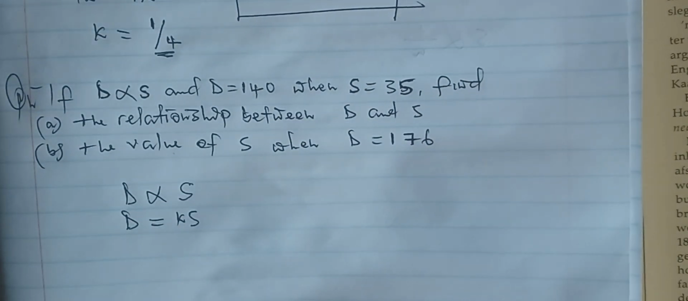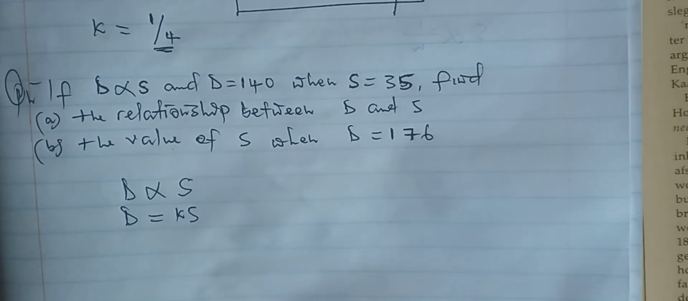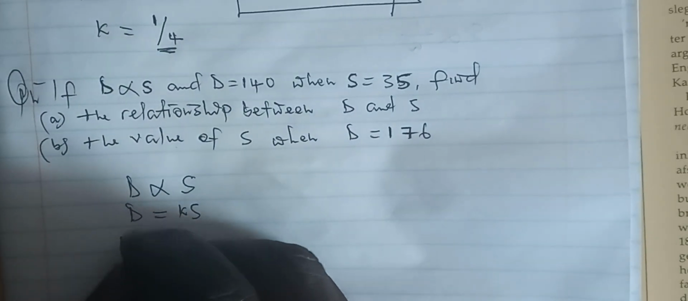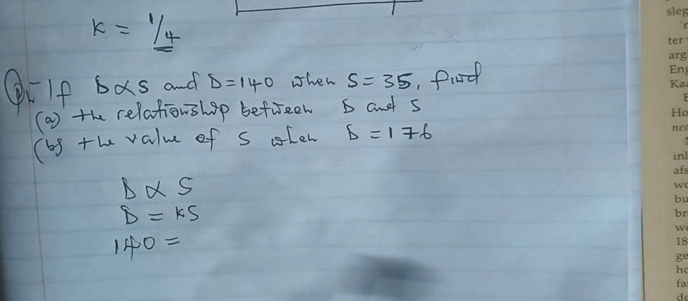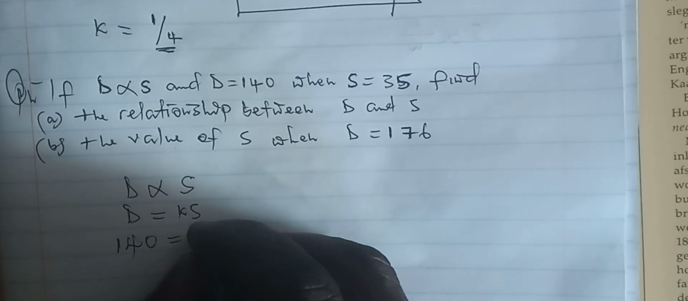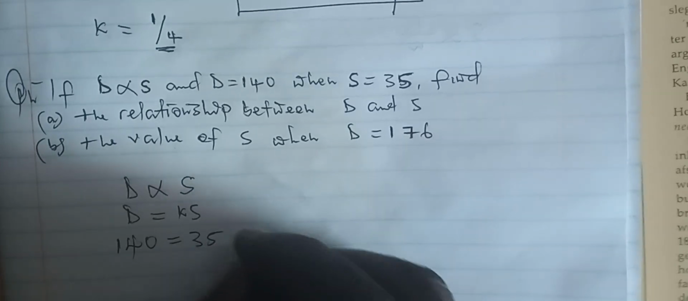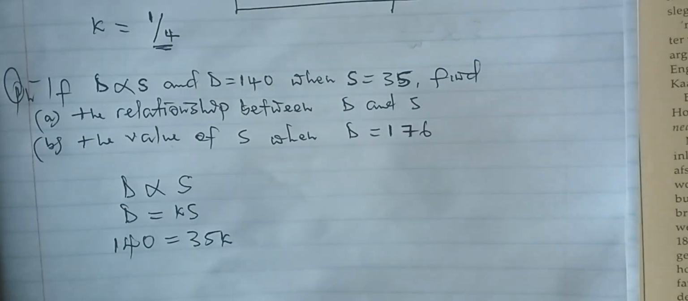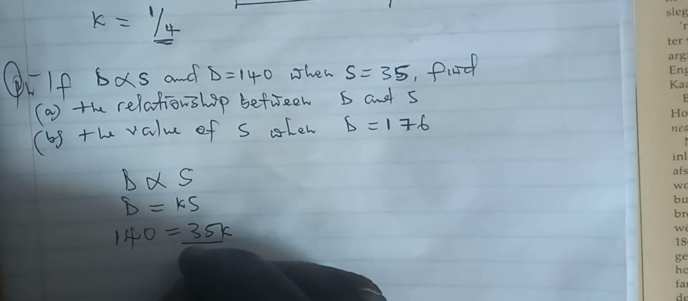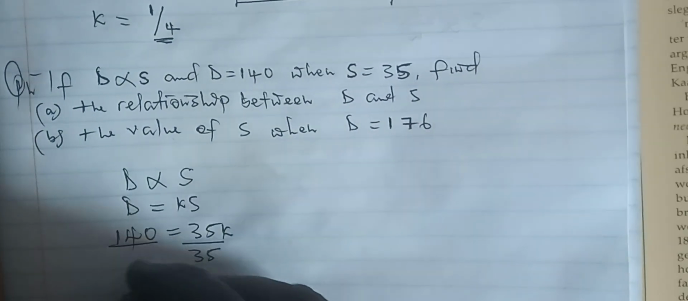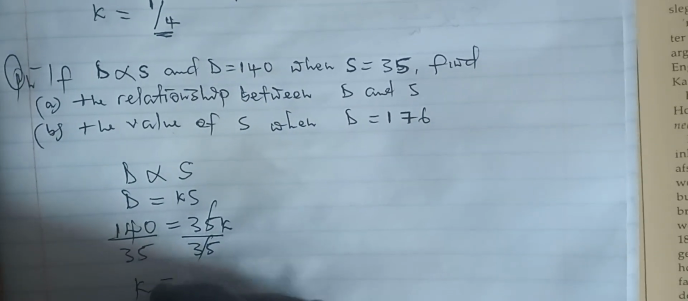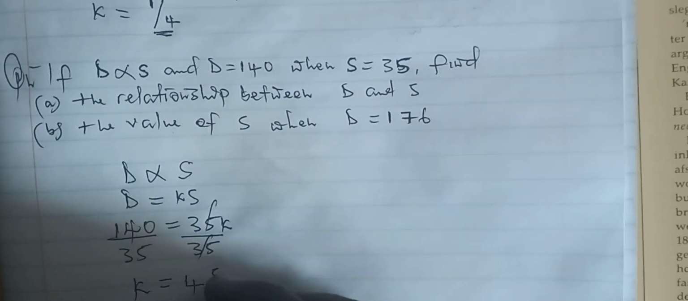And then after this, we are going to substitute the value of d, which is 140. 140 is equal to, and then substitute the value of s, which is 35. So we are going to have 140 is equal to 35k. And then we solve for k. So solving for k, we are going to divide both sides by 35. Divide both sides by 35.